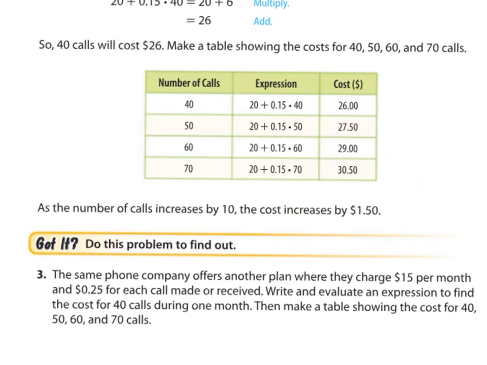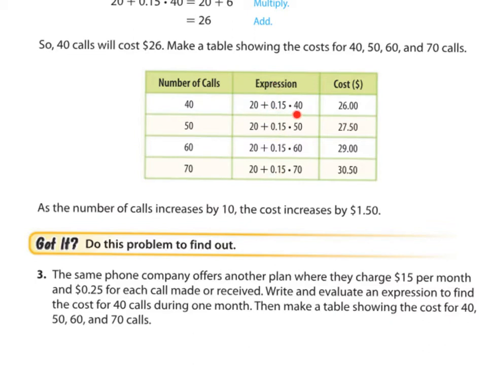So 40 calls would cost $26. Make a table showing the cost for 40, 50, 60, and 70 calls. And here we have it. 40, 50, 60, 70 calls. We still add 20 to all of them. We still are multiplying it by 15, so these are constant.